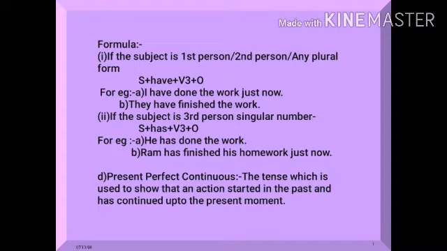For example, you can see I have written here, I have done the work just now. Here I is the subject in the first example. Have I have written according to the formula. Then done, which is V3. The work, it is the object, and just now is the time.